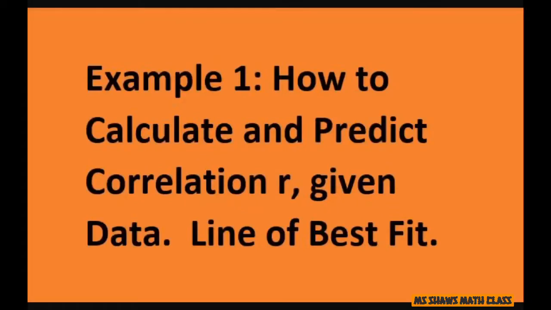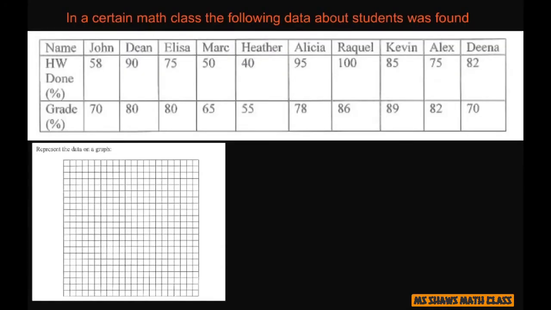Hi everyone, and this is example 1 on how to calculate and predict correlation R given certain data, and we're also going to do the line of best fit. So here's our data given. We have a certain math class, and the relationship is homework done percentage-wise versus their grade. And we have to represent the data on a graph. So the best way to do this is on an Excel spreadsheet.